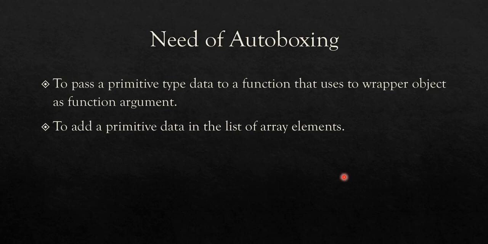So what is the need of auto boxing? Why do you need this? To pass a primitive data type into a function that uses a wrapper object as a function argument. So when you go for the topic of functions, where you can pass values from one function to another function, you will normally have two types of passing the arguments. One is pass by value, another one is pass by reference. Okay, normally pass by value will be passing the values, but pass by reference will pass the object, right?